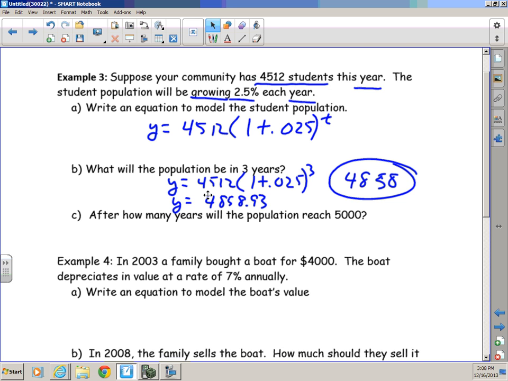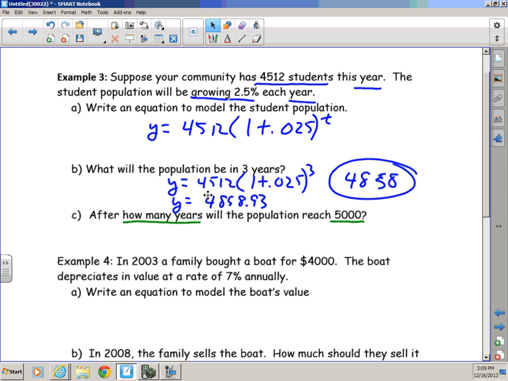After how many years will your population reach 5,000? Okay? Well, what is that asking you to figure out? It's asking you to figure out t. Now, until you get to Algebra 2, where you can solve that mathematically, we're going to do it a little differently. We're going to use our calculator. So how do we use our calculator to do this?